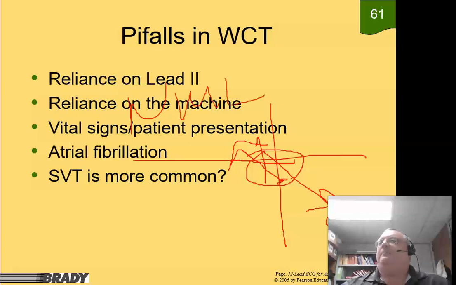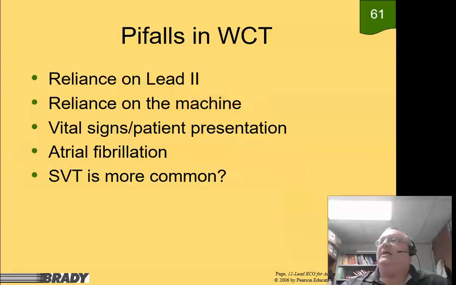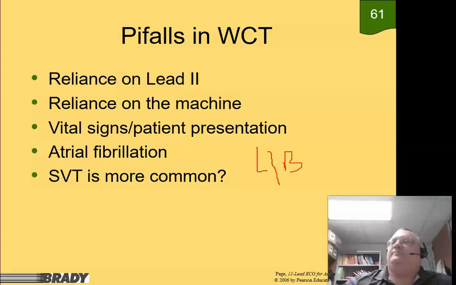Now, what about this guy right here? Let me erase, now that I've made a total mess here. Usually, if it's atrial fibrillation, or something with a left or right bundle branch block, how do I know whether it is an SVT with a bundle branch block versus actual ventricular tachycardia? Do I treat them differently? Yep, I sure do. So I have to be able to look at it.